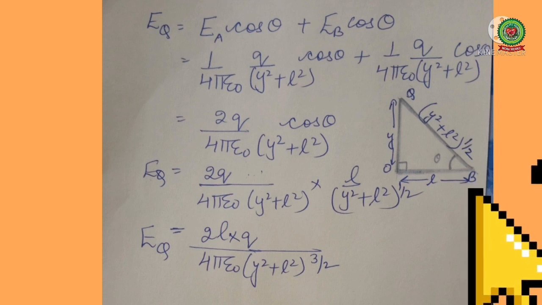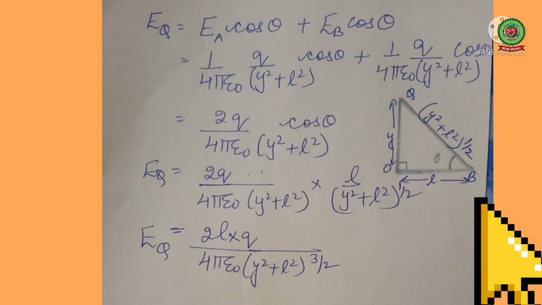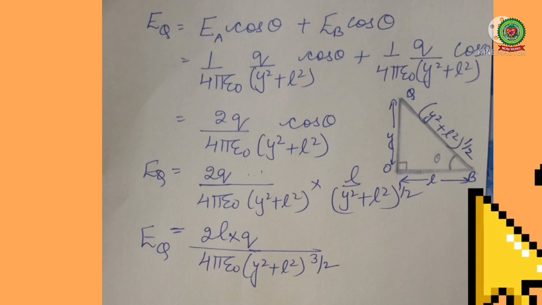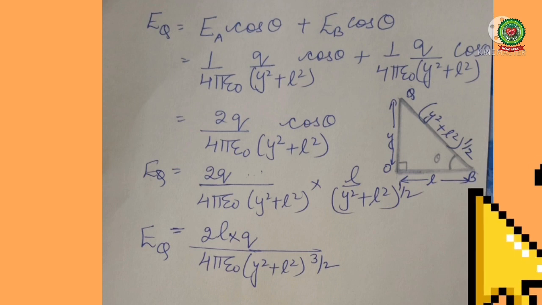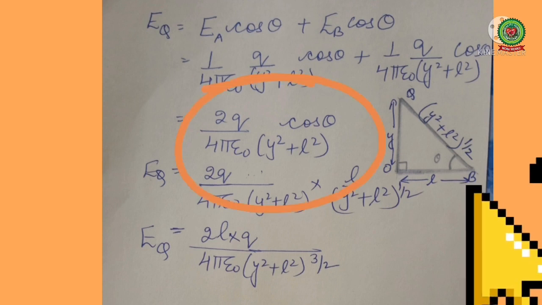Students, on inserting the values of EA and EB, we will get the result E equal to 1 over 4 pi epsilon naught q over y square plus L square cos theta plus 1 over 4 pi epsilon naught q over y square plus L square cos theta. Children, since both these values are the same, the result comes out to be 2 into 1 over 4 pi epsilon naught q over y square plus L square cos theta.